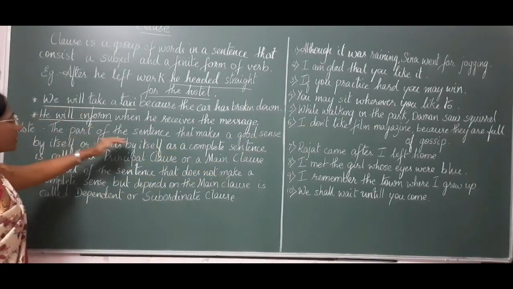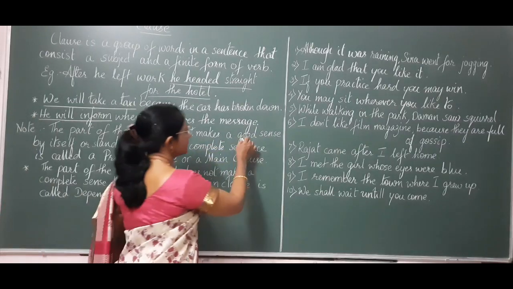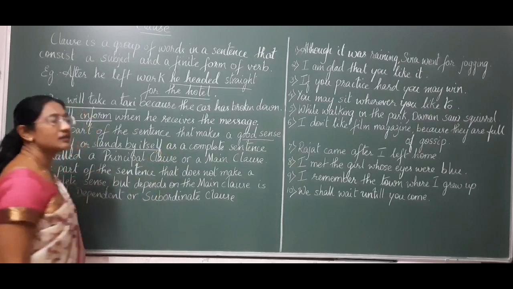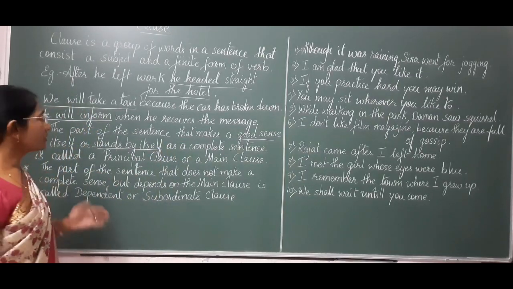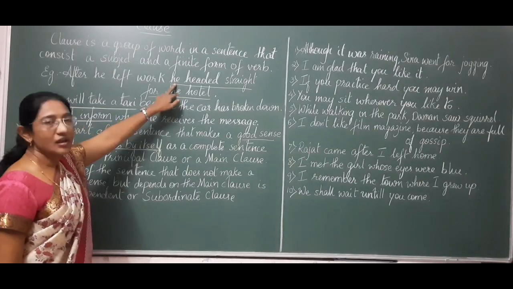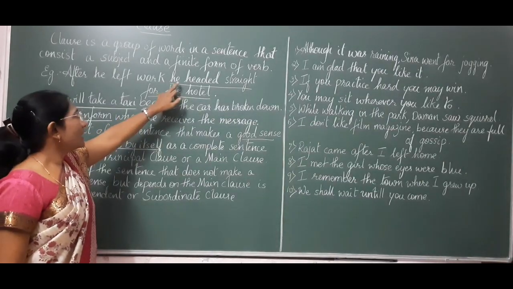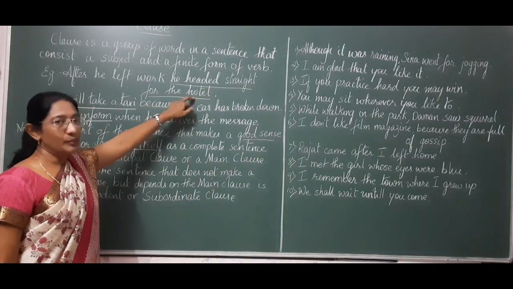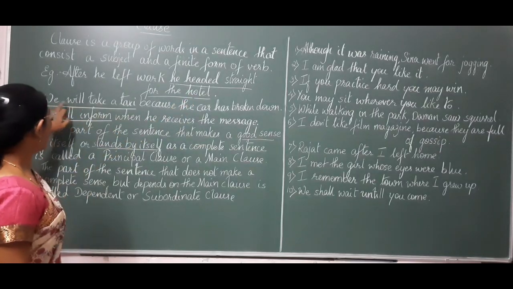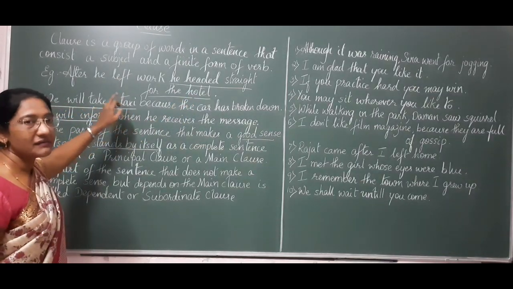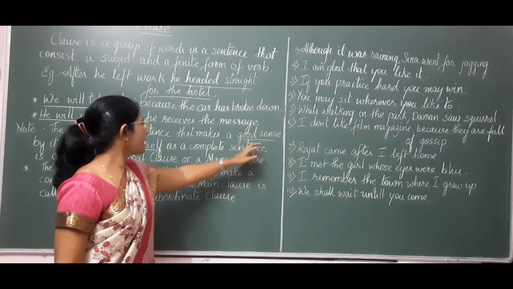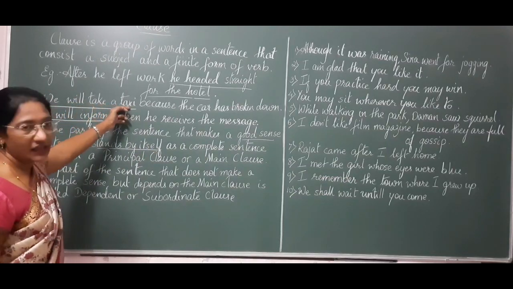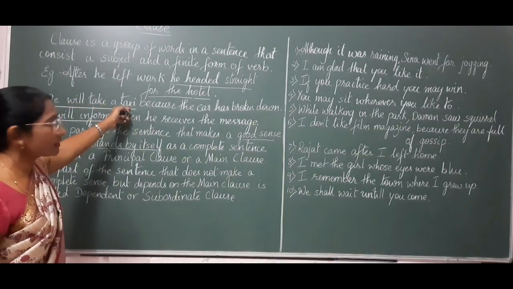Now, we should see the part of the sentence that gives a good sense and it should stand by itself, not depend on the other part. So, such part of the sentence becomes a principal clause or a main clause. He headed straight for the hotel gives a complete meaning. Next, we will take a taxi gives a complete sense or a good sense, or it stands by itself. So, we will take a taxi becomes a main clause or a principal clause.